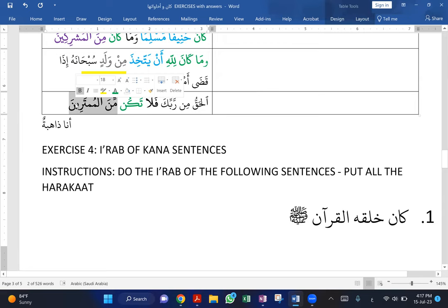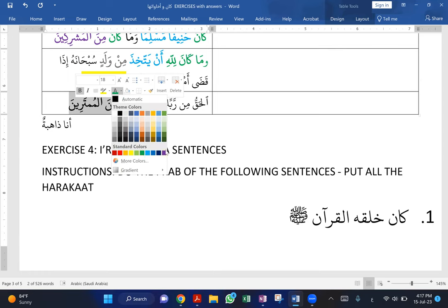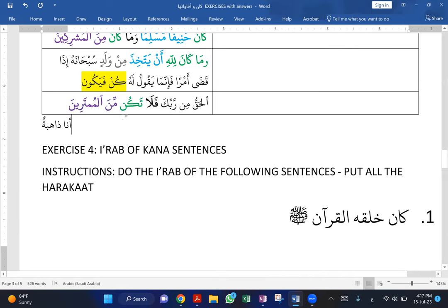So don't be confused. Don't think that every kana you're going to see in the Quran now is going to be tam. No. Most of the time it's going to be naqis. But once in a while you come across one that is tam. Of course, من الممترين is going to be the متعلق بالخبر. What kind of a la is this? Nahia, forbidding.